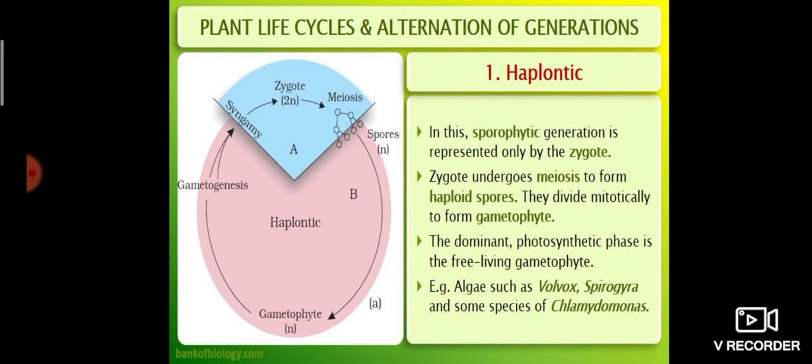The dominant photosynthetic phase is the free living gametophyte. Examples are algae like Volvox, Spirogyra and some species of Chlamydomonas. So in the haplontic life cycle, the sporophytic generation is represented only by the zygote. The zygote undergoes meiosis to form haploid spores, which again undergo mitotic division to form haploid gametophyte. The dominant photosynthetic phase is the free living gametophyte. Examples: Volvox, Spirogyra and Chlamydomonas species.